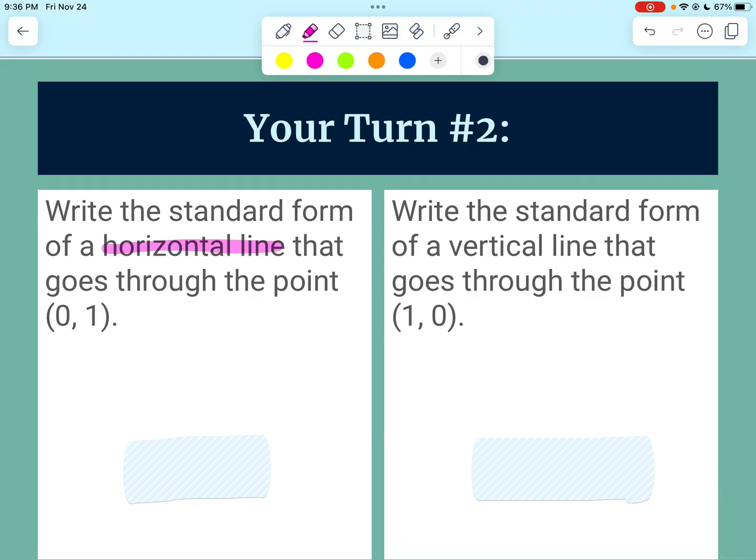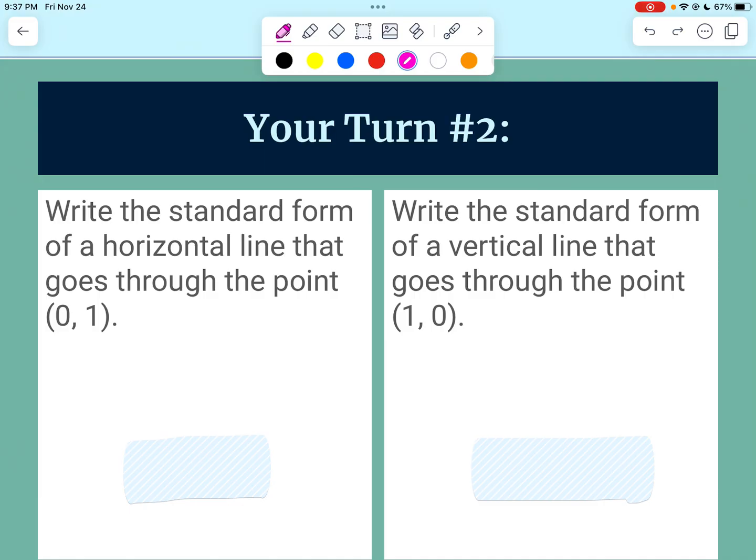So your turn number 2, very similar to what we just did. You're writing the standard form equation of a horizontal line through the point (0, 1), and then of a vertical line through the point (1, 0). Notice these points are not the same. The first one's (0, 1), then the second goes through (1, 0). Pause the video as you work on that. Once you have those equations, go ahead and hit play, and we'll go over the answers together.